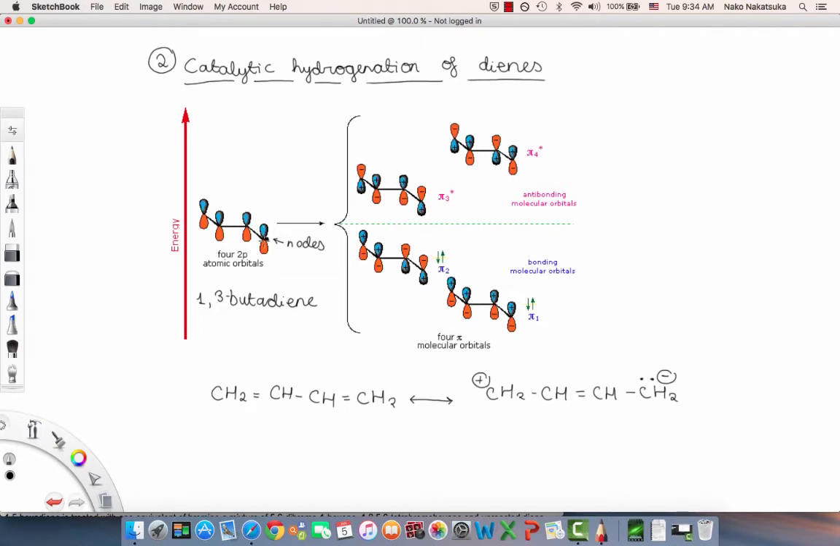This is the only nodal surface in the lowest energy pi orbital, also known as pi 1, right here. So since the energy is increasing right here, you can tell that the pi 1 is the lowest pi orbital, and then pi 2, pi 3, and pi 4. And then the higher energy pi orbitals have an increasing number of nodes.